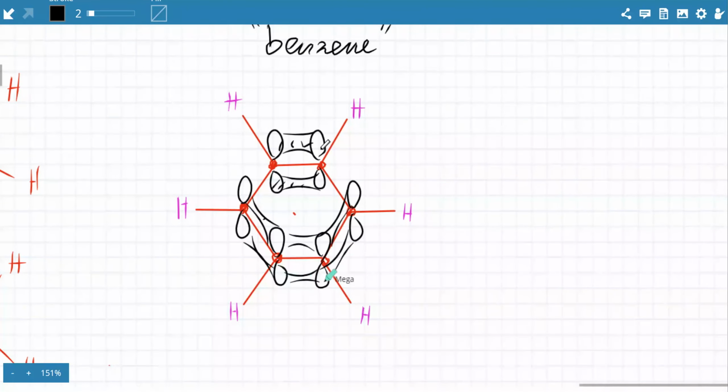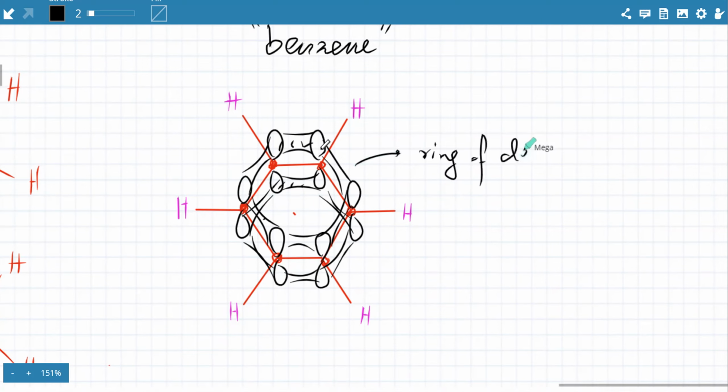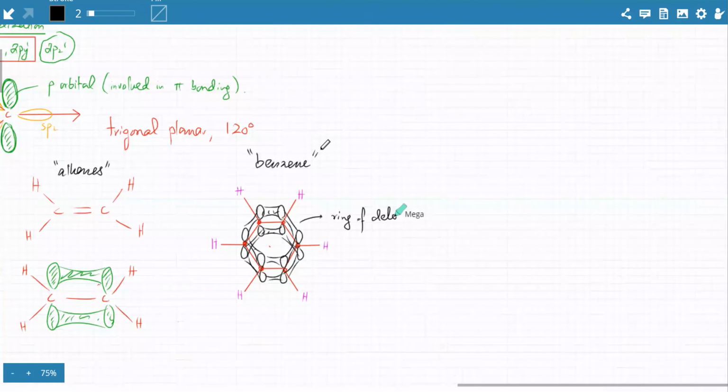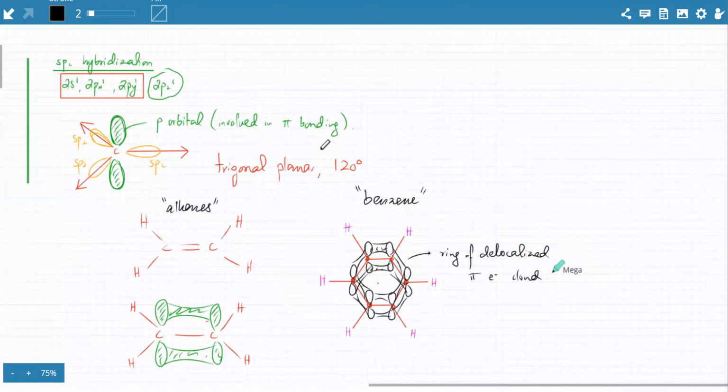So at the end of the day, you get a delocalized electron cloud above and below the structure of benzene. Okay, so there's a ring of delocalized pi electron cloud. So we studied this as well when we were studying the structure of benzene. So remember, sp2 hybridization happened in that as well.